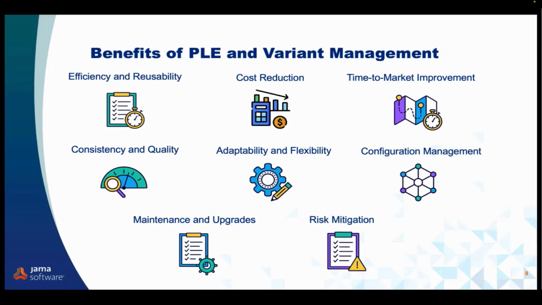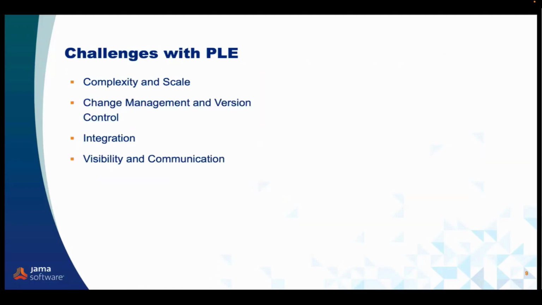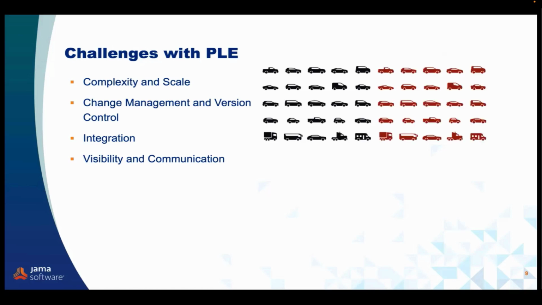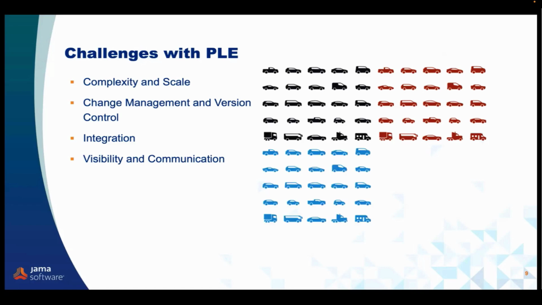Now, of course, there are many benefits for product line engineering, but there are a lot of challenges that a company goes through in order to try and move towards product line engineering. For example, let's say a company starts out with a single product and then begins to build variants on that product, turning it into a product line. As the number of variants and variation between them grows, the ability to manage them becomes more and more challenging.